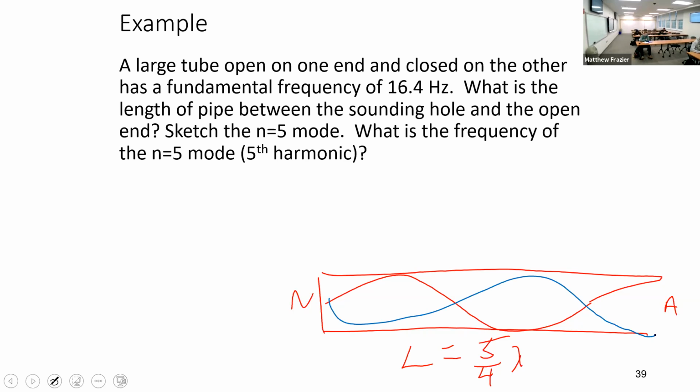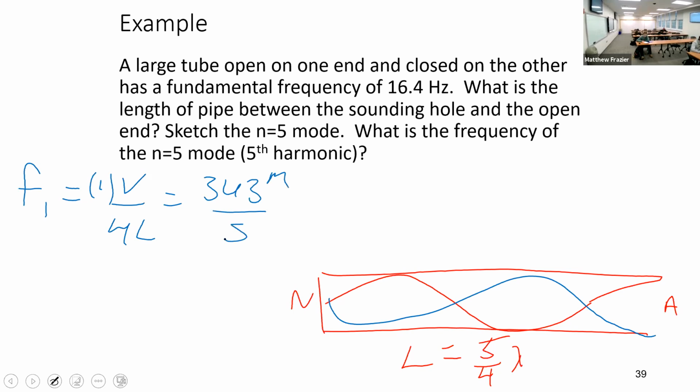So again, we're going to do the same sort of calculation. F1 is V over 4L, and n is 1 here. So 343 meters per second. Ooh, that went poorly. Sorry about that.